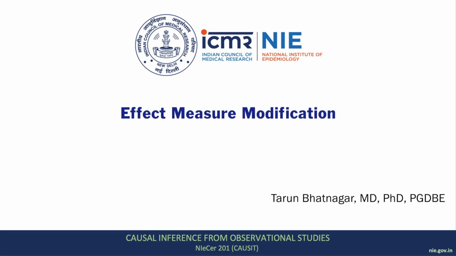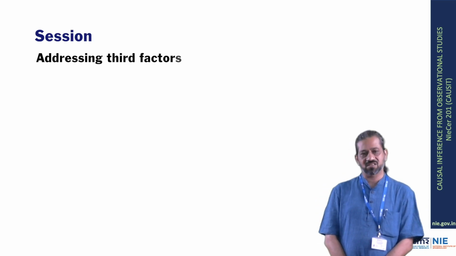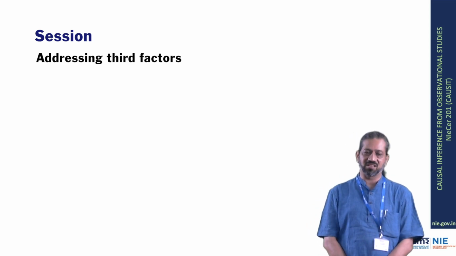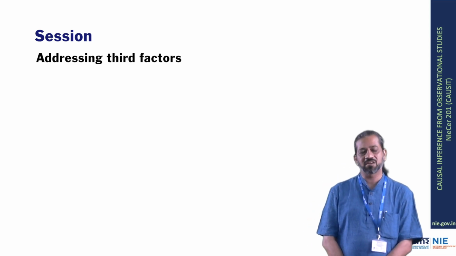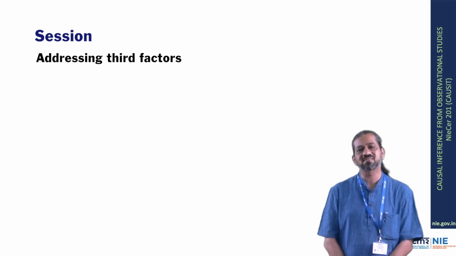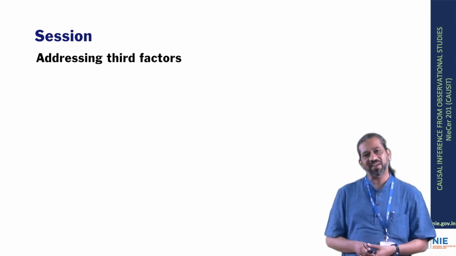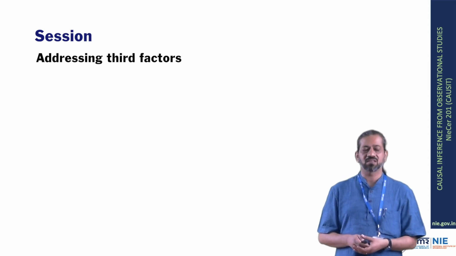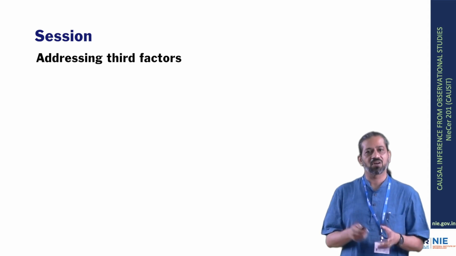Welcome back to the third session on effect measure modification. In this session, I'll essentially summarize how we address third factors in epidemiological studies. Up till now, we've talked about two phenomena in which third factors can play a role. One is confounding, where the third factors confound or bias the effect of the exposure on the outcome. The other is effect measure modification, where the third factor actually modifies the effect of the exposure on the outcome.